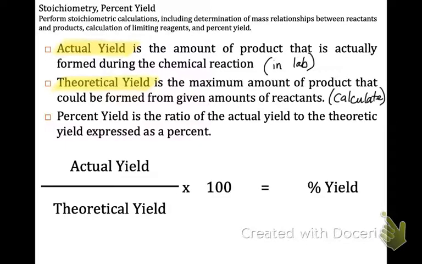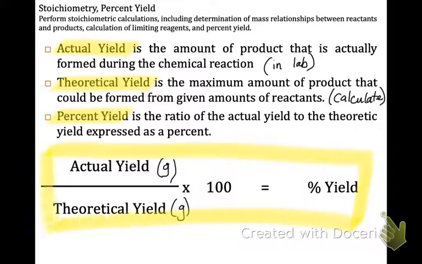And then the percent yield is a ratio, or a comparison, of the actual yield to the theoretical yield, and it's expressed as a percent. So it's the actual yield in grams divided by the theoretical yield in grams times 100, which turns it into a percentage. The closer you are to 100%, the more accurate your experiment was.